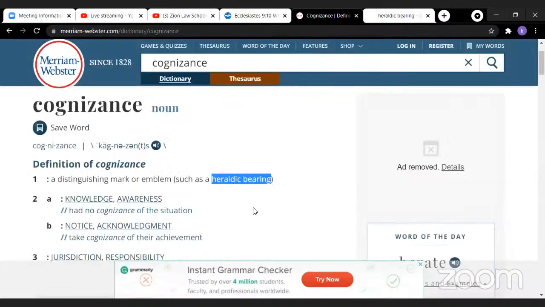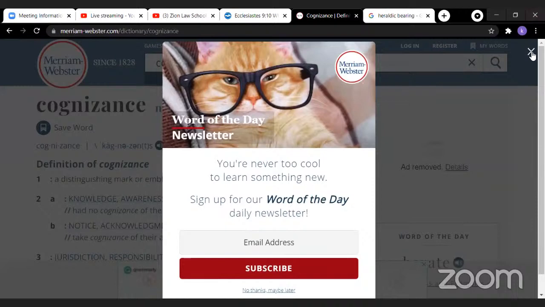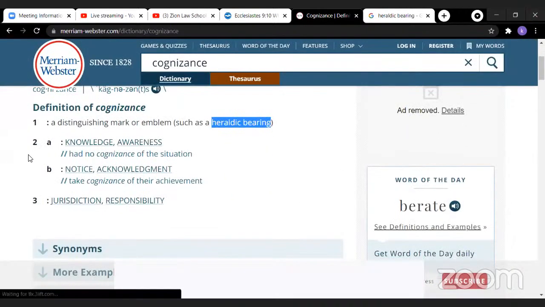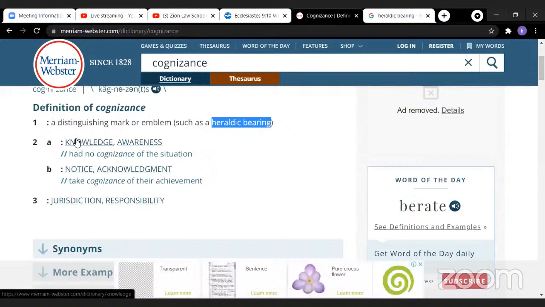Let's go back here first. Hold on. Okay, continue, please. 2a, knowledge, awareness. b, notice, knowledge, acknowledgement. 3, jurisdiction, responsibility. So the Most High, we're still under the Most High's jurisdiction or authority. Why? Because he's responsible for us, right? He notices and acknowledges that we exist. We're in his awareness.